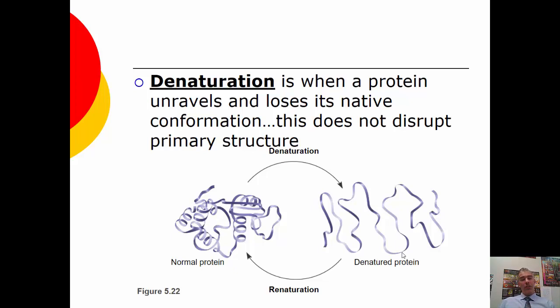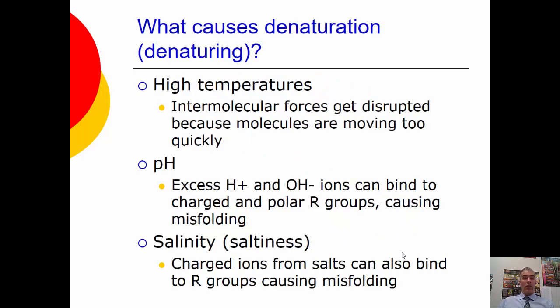So remember, denaturation is just the unfolding or unraveling of a protein where it loses the structure that it needs to function properly. So what causes this? I mentioned these already. High temperature. If you imagine you have a protein and it's folded, and intermolecular forces are holding it together, and you increase the temperature, it causes the molecules to vibrate faster, eventually disrupting the intermolecular forces, causing it to fall apart.